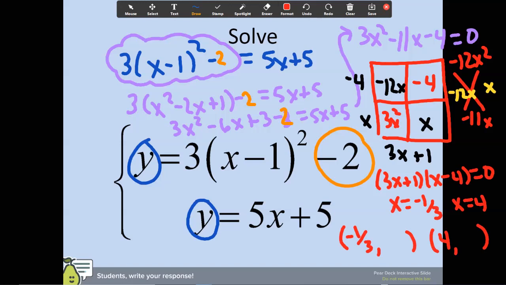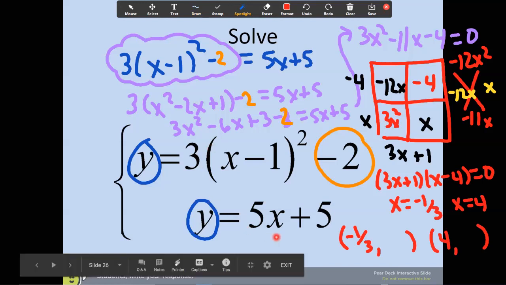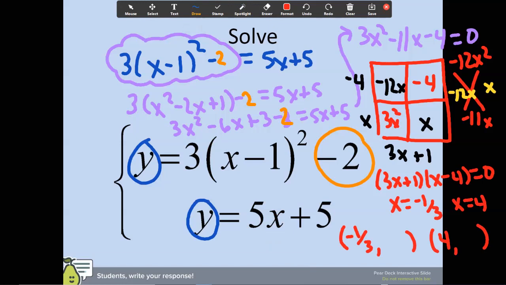Let's start with the 4. That's a little easier math. I would recommend, because you're going to put this into either equation, this equation will be the easiest. So I'm going to put a 4 right here. 5 times 4 is 20. 20 plus 5 is 25. So this is going to be a 25.